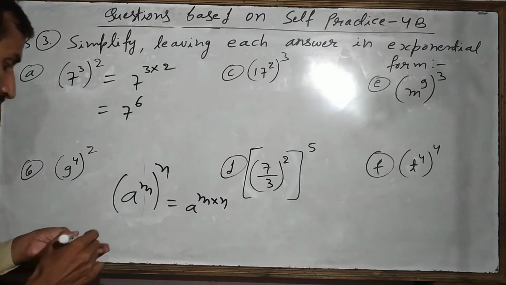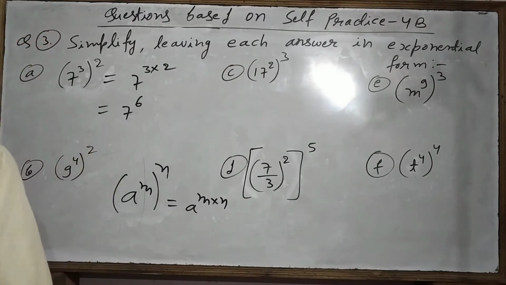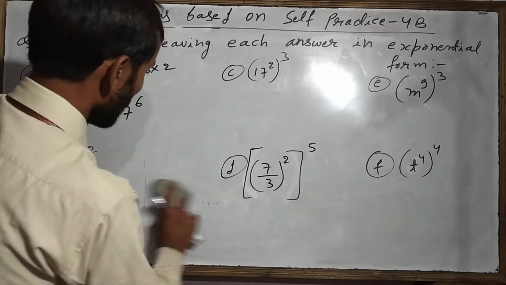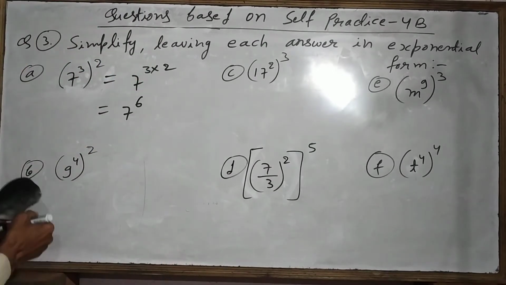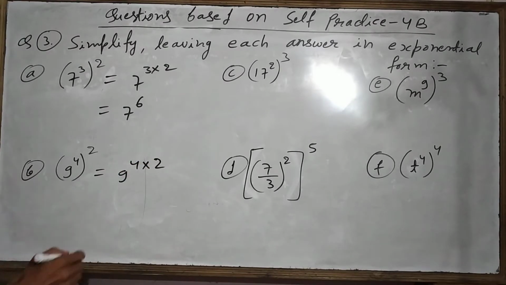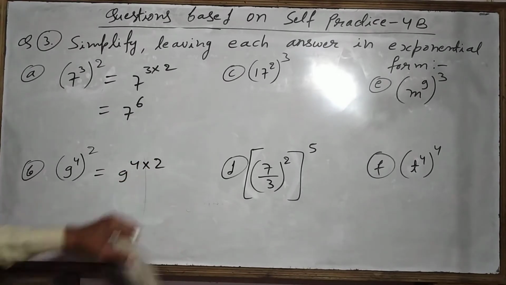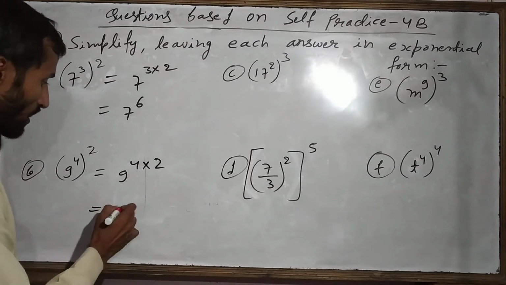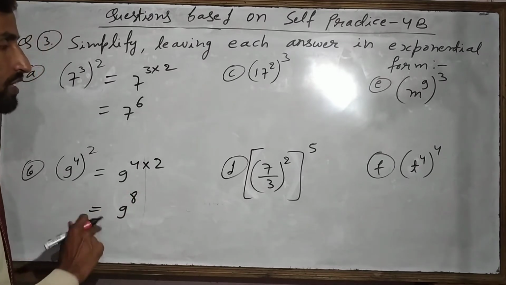Next one, next part, 9 power 4 and whole power 2 is there. So 9 power 4 into 2 will come. We will remove the small bracket, then both powers will be multiplied. So the answer is 9 power 8. This is the final answer.